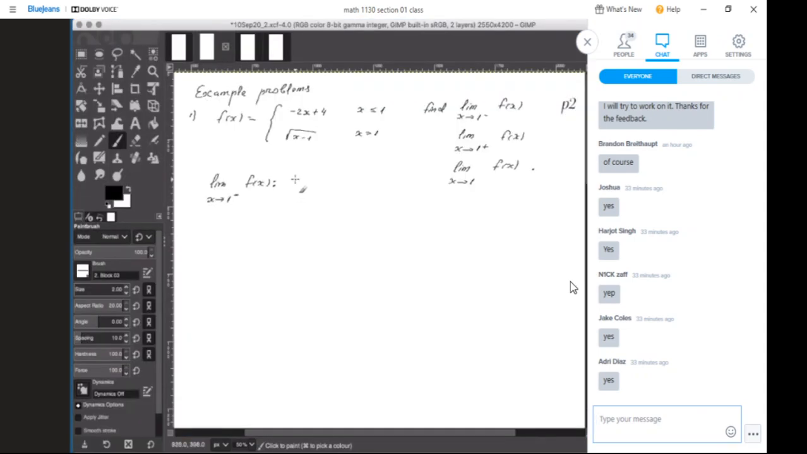So we use minus 2x plus 4. So what's the limit?